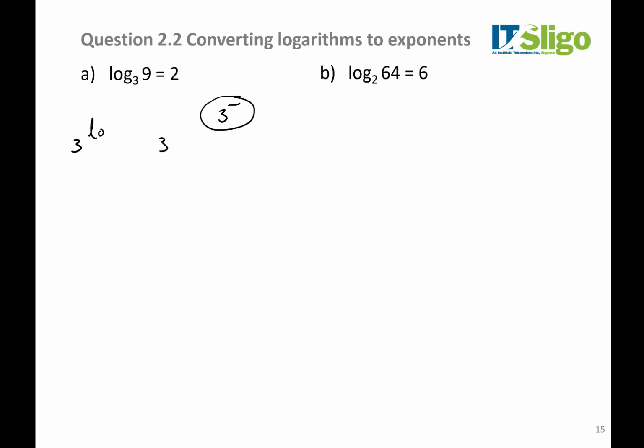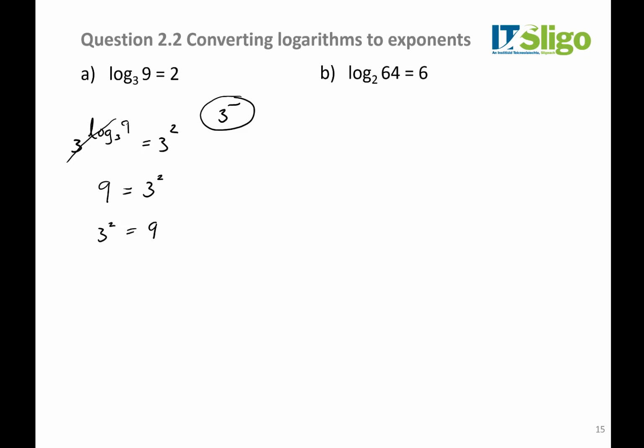So what happens is both sides are raised to the power of 3. And now these cancel each other out. So we've removed the base. So we get 9 is 3 squared. And that's us then. So I think everyone's familiar with that.